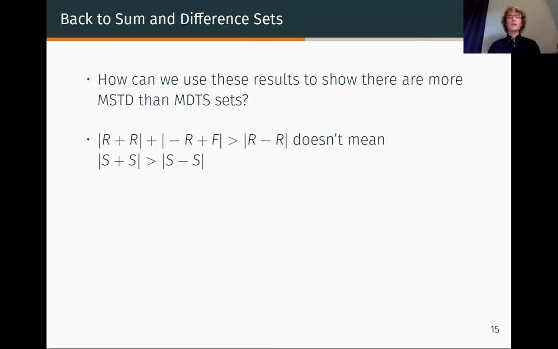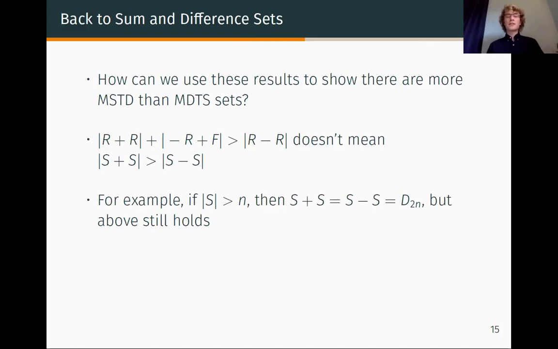So what's important here is that just because the contribution for the sum set, which is this r plus r and negative r plus f, is greater than r minus r, that does not at all mean that s plus s has more elements than s minus s. So for example, if the size of s is greater than n, then both the sum set and the difference set are all of D2n, but this above result will still hold.